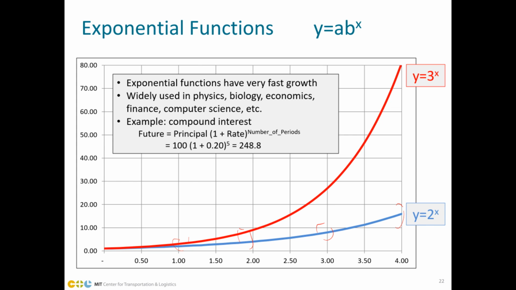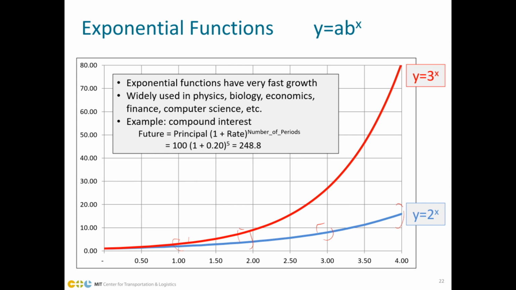So this is an exponential function. For example, if I put $100 in and it has a 20% interest rate, then I'm going to multiply 100 times 1 plus 0.2, or 1.2, raised to the power of 5 if I keep it there for 5 years. So at the end of 5 years, that $100 will be valued at $248.80. So you're using this exponential function to capture the effect of compounded growth.